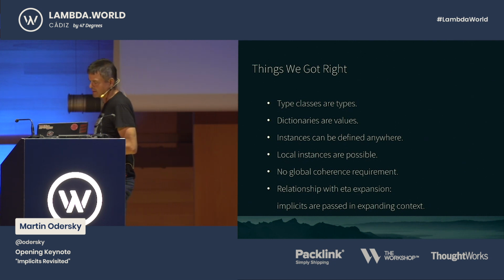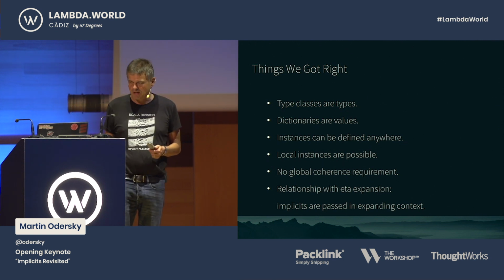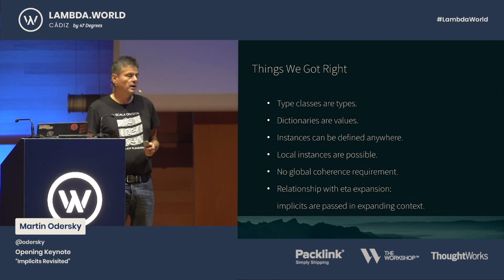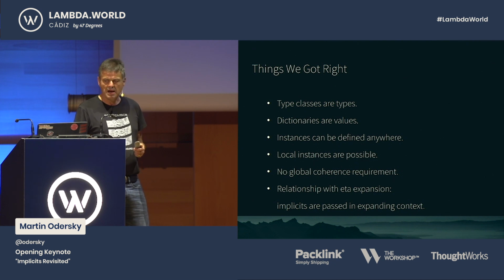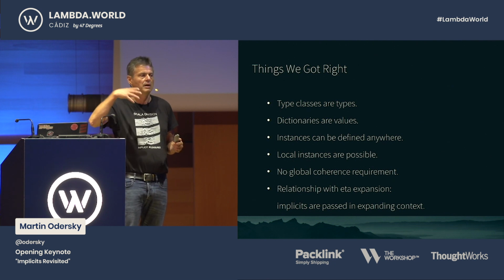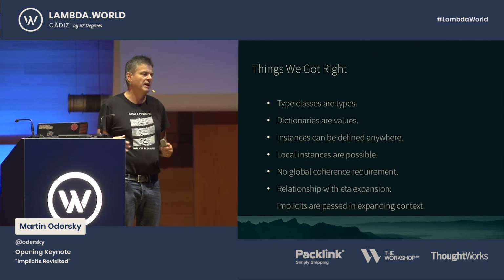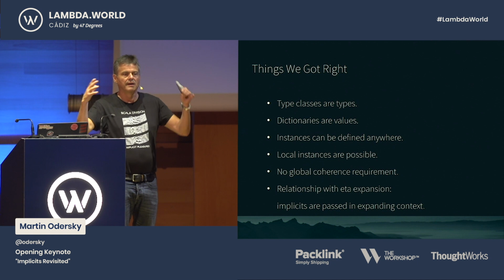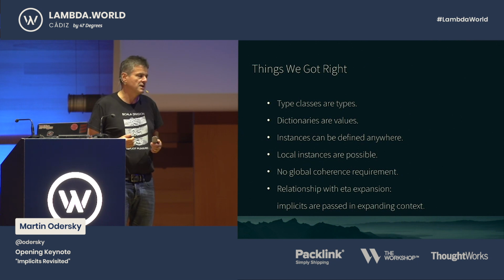In retrospect, let's maybe first concentrate on things I believe we got right. So I believe we got right the idea that type classes are types and dictionaries are values, that we don't want to have another concept, another level of things, of essentially shapes of types, that are type classes or things like that.